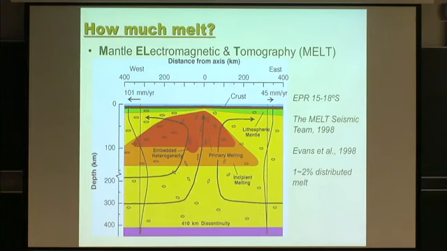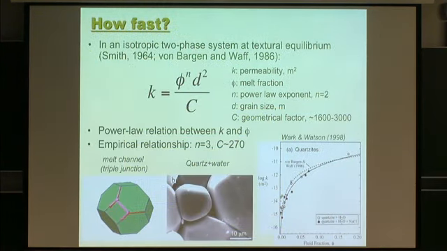So the question is, if it is porous flow down there, and with 1 to 2% of melt, how fast can the melt rise? And that obviously has quite significant bearing on, for example, the chemistry of basalt, all right?